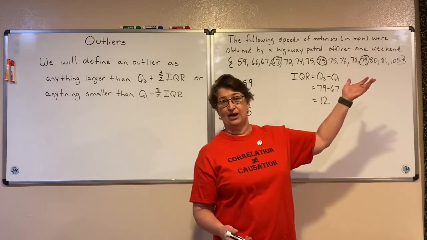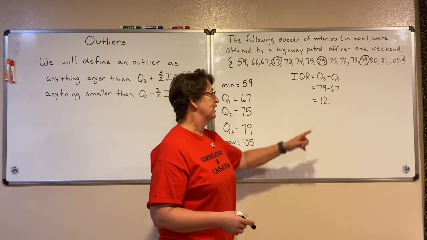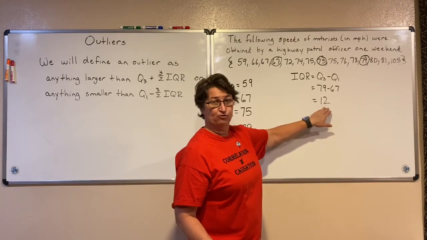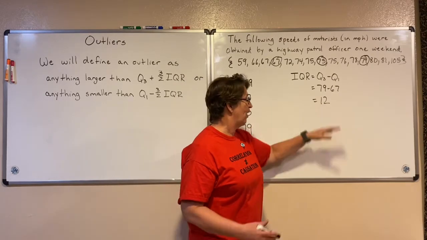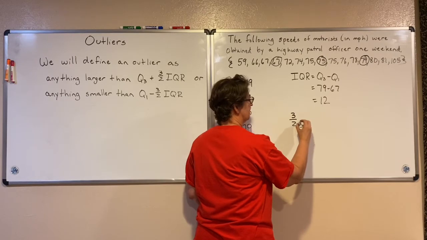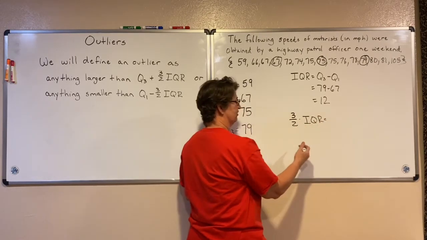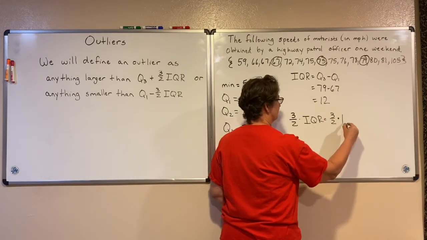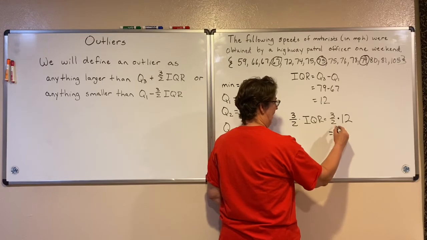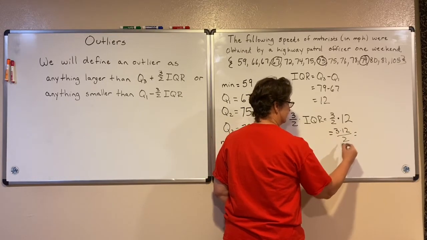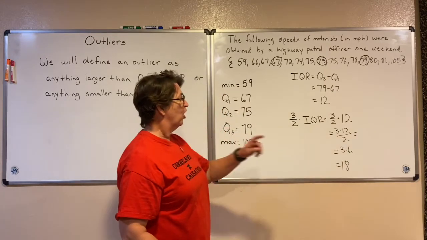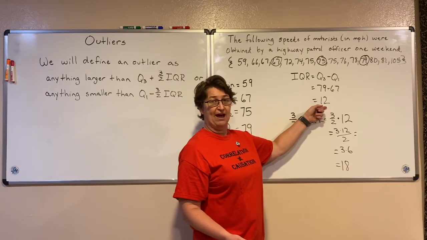So let's see if we have any outliers in our data set. The first thing that we're going to do is find 1.5 of these. Well, 1 times 12 is just 12. What's half of 12? That's 6. So 12 plus 6 is 18. So 1.5 times the IQR, you can also do it this way. You can take 1.5 times the 12, which equals, well, half of 12 is 6, and 3 times 6 is 18. So that's 1.5 IQRs. We'd already figured that out. It's 12 plus half of 12, which is 6, makes 18.